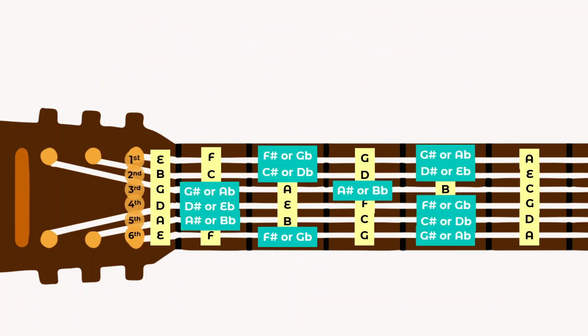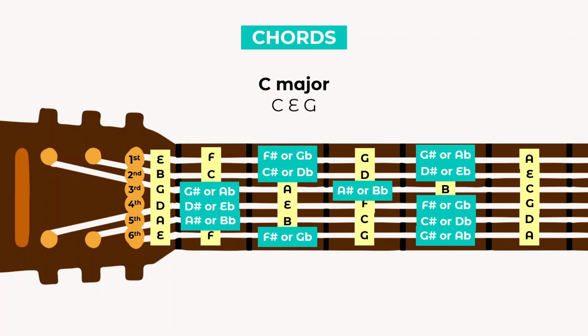Together, these notes plucked on different strings form what we call chords. We'll only discuss one chord as an example, C major. This is one of the most common chords.